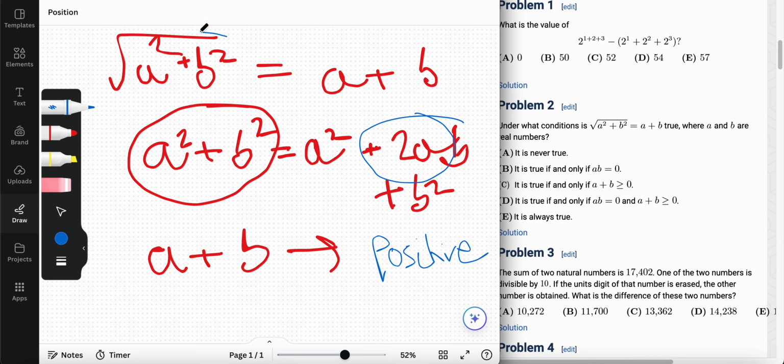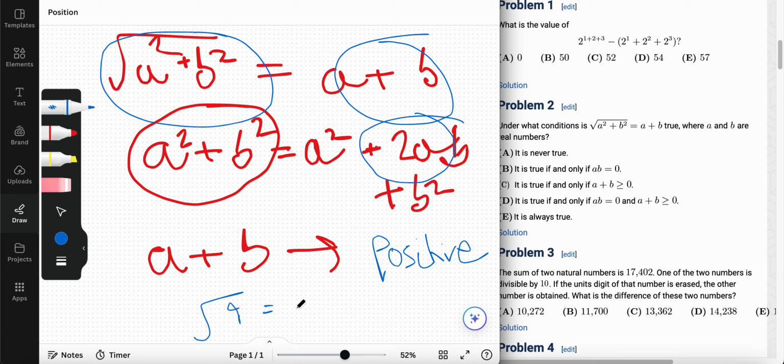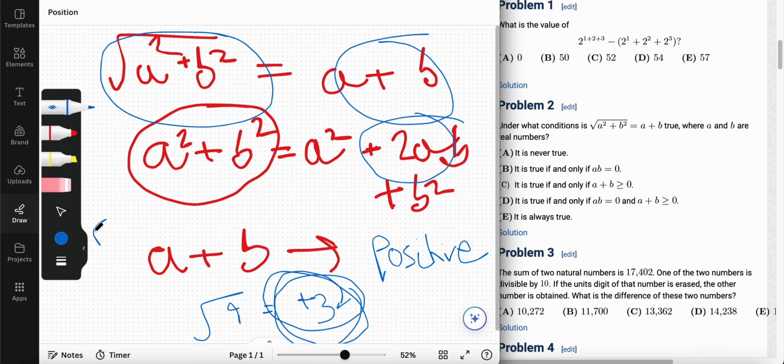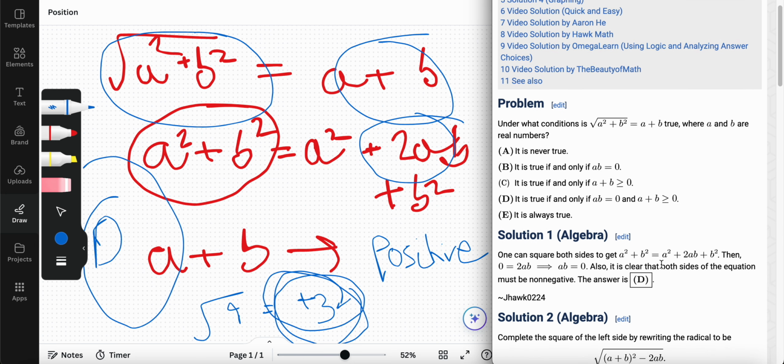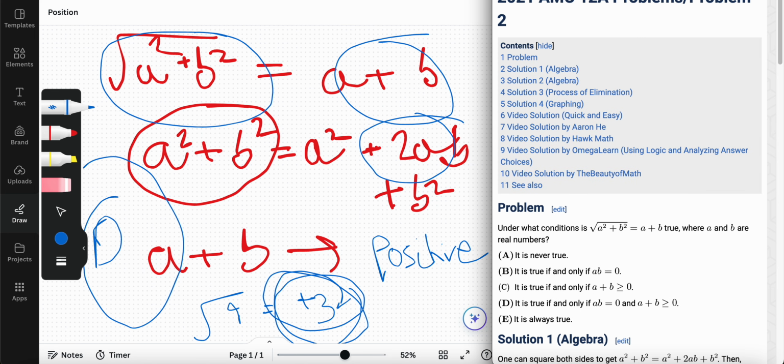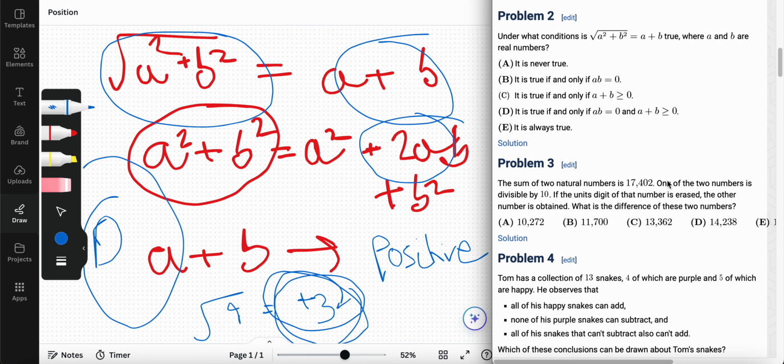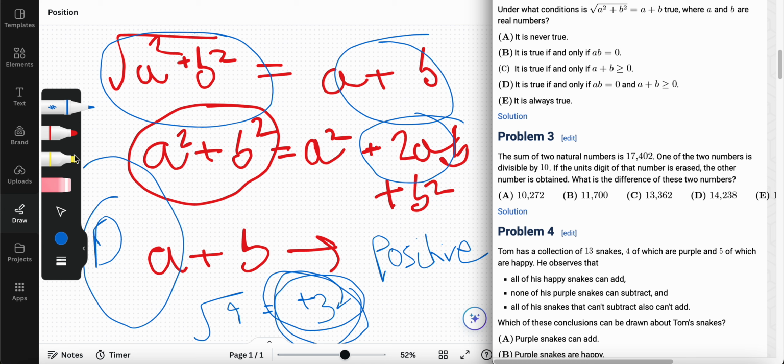Because if you think about it, this is equal to this, so this is going to be positive. Let's say a squared plus b squared is equal to 9, right? So the square root of 9 is going to be positive 3. It's not going to be negative. A plus b is not going to be negative. This is going to be positive right here. So that's why I think the answer is D. We can check that as well right here. Okay, yeah, so the answer is D.